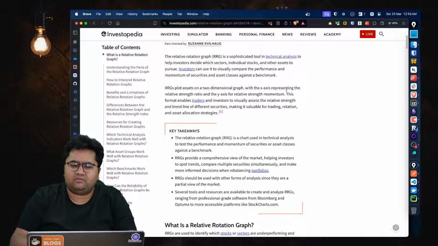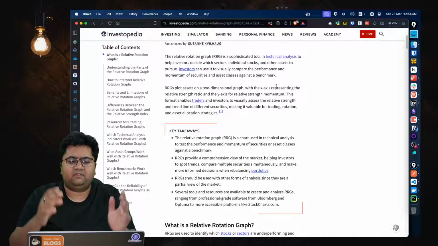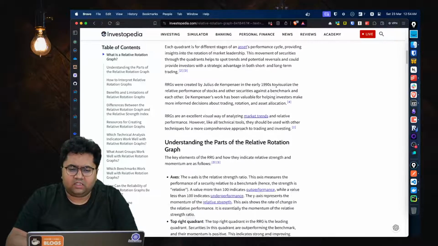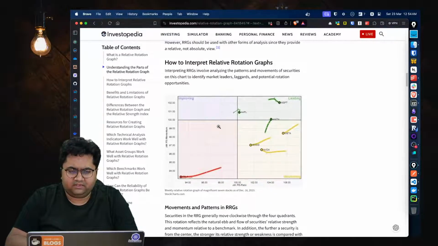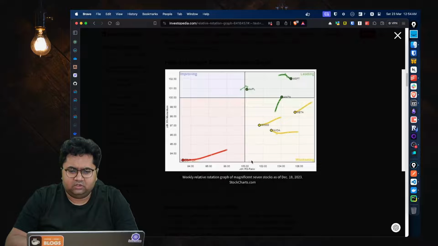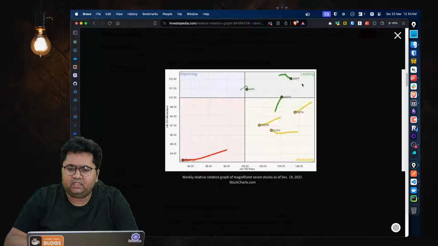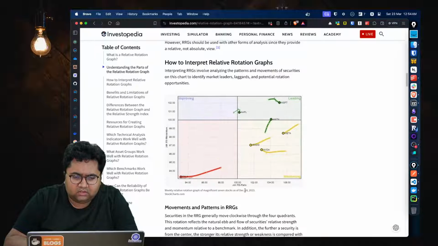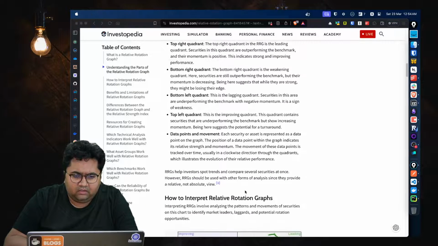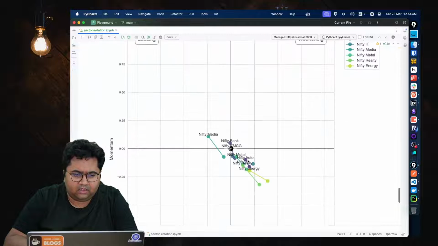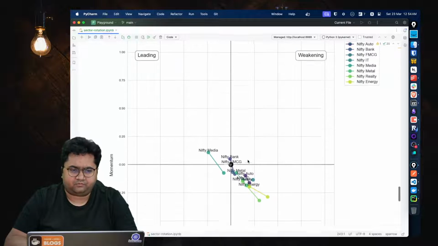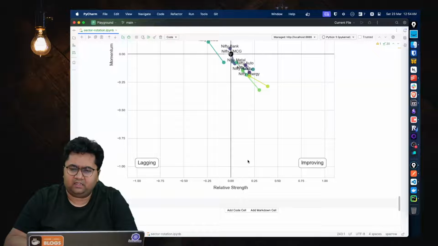An RRG is a two-dimensional graph with the x-axis representing the relative strength ratio and the y-axis specifying the momentum. This is how a graph typically looks. You have four different quadrants. One could be weakening, the other is leading, then you have improving, and the last one is, my bad, lagging, sorry. So: leading, weakening, lagging, and improving.